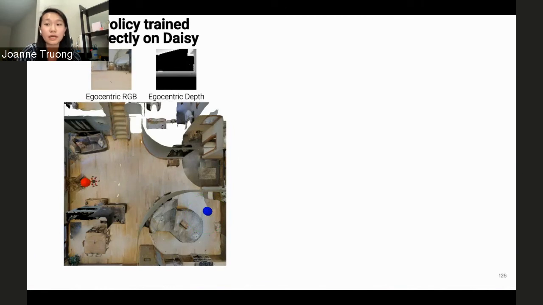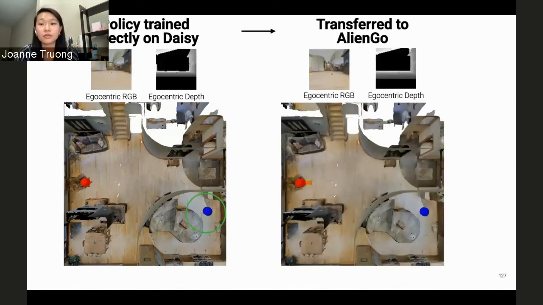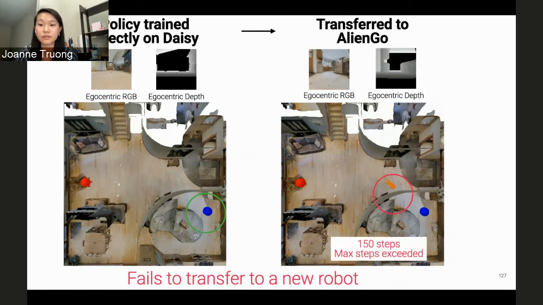Furthermore, if we train a policy directly on Daisy, then Daisy is able to successfully navigate to the goal. But again, if we transfer that same policy onto a new robot, the AlienGo, this results in AlienGo drifting, and thus it fails to reach the goal within the maximum number of steps allowed. This example highlights the importance of incorporating robot-specific dynamics when learning navigation policies for legged robots, and the challenges of generalizing such learned policies to new robots.